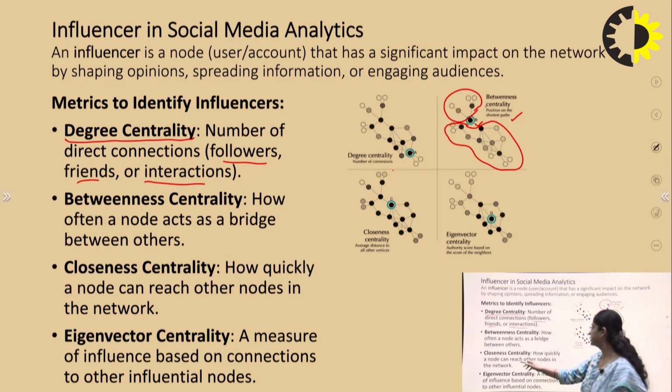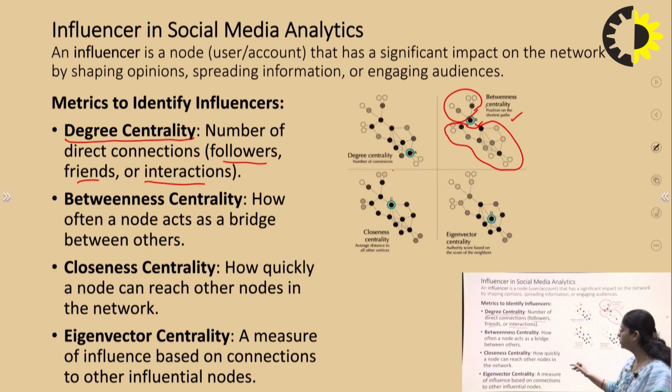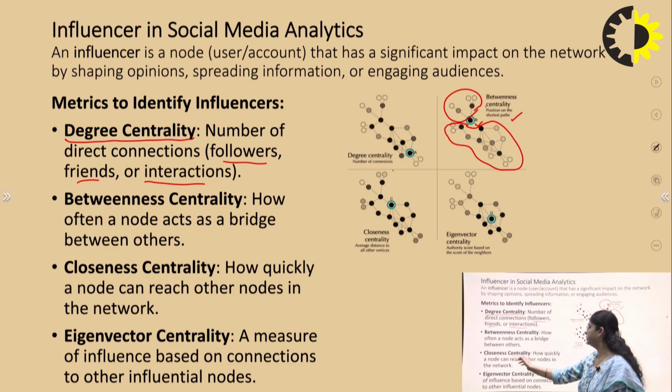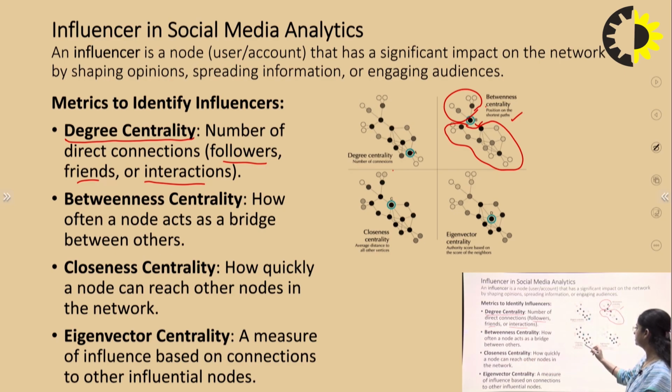Next is closeness centrality, how quickly a node can reach other nodes in the network. So this is closeness centrality. Here the node C has closeness centrality, that is, how quickly a node can reach others. So using this node we can reach all, means C can reach all other nodes very quickly. So this is closeness centrality.